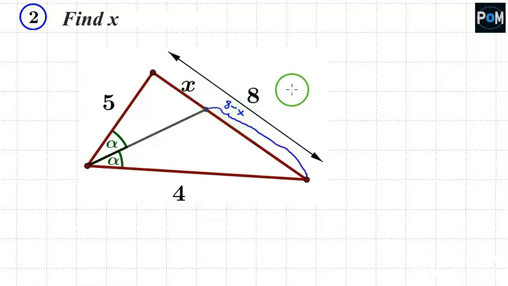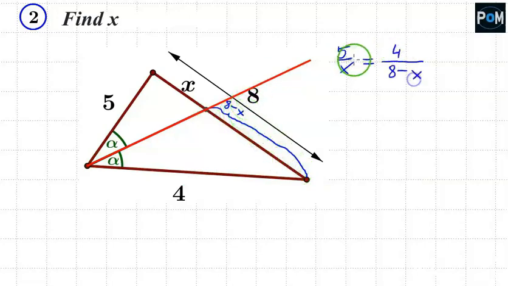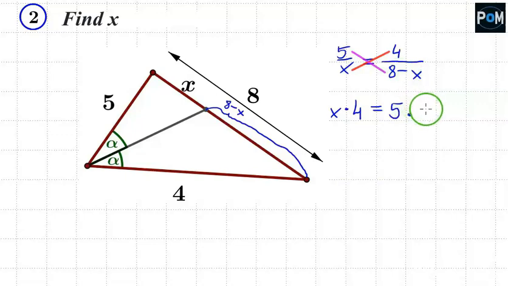We are ready to set the ratios. The vertex of our angle is here. So I'm going to go up now, which means I'll take 5 and divide by x. Now I'm going to go down, which means 4 divided by this piece, 8 minus x. I cross multiply, starting with the diagonal with x, I get x times 4. And this is equal to what comes from the other diagonal. Here it is 5 multiplied by 8 minus x.